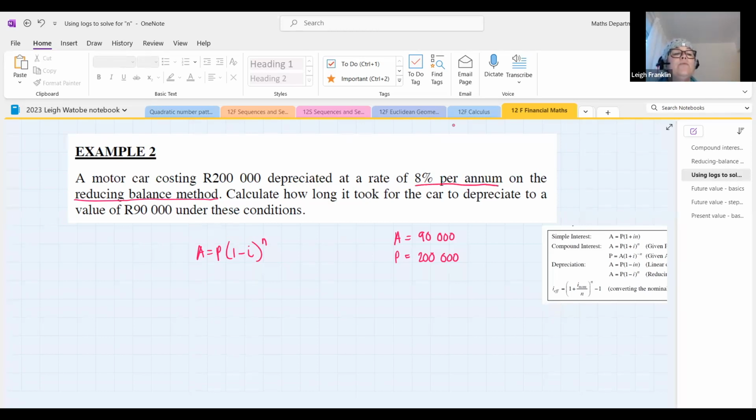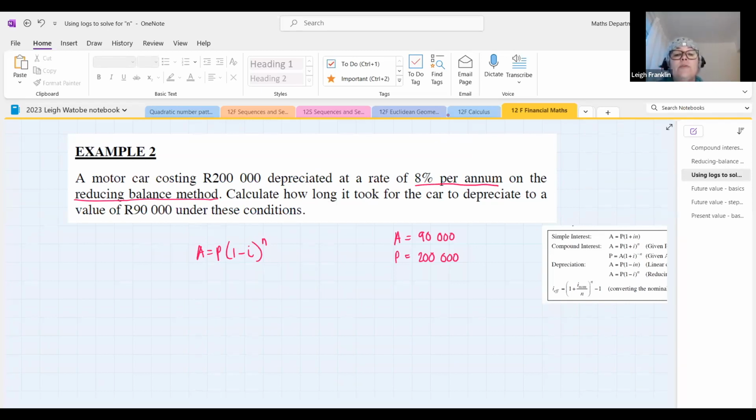When we are talking about reducing balance, it does not compound more frequently than once a year. I don't know if you remember me saying that last time as well, but we don't change the compounding period on depreciation. That's because things that we buy would be worth very, very little if the compounding period was more frequent than once a year. So that's why it's only once a year.